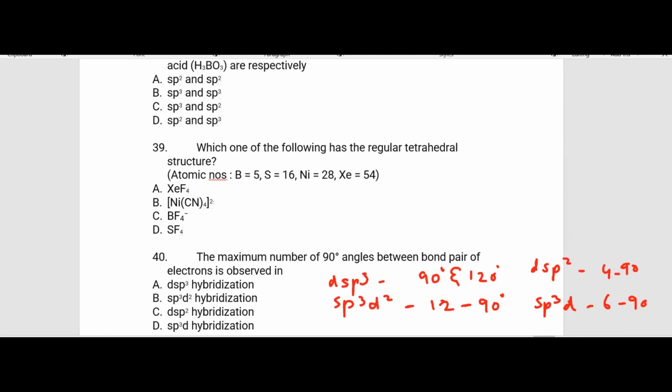The maximum number of 90-degree angles between bond pair of electrons is observed in. In dsp3, the hybridization is trigonal bipyramidal with six 90 degrees and three 120-degree angles. In dsp2, it is square planar with four 90-degree angles. And in sp3d2, it is octahedral geometry with twelve 90 degrees. And sp3d, it is six 90 degrees. So our answer is sp3d2.